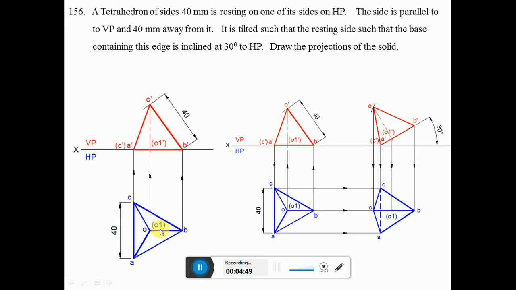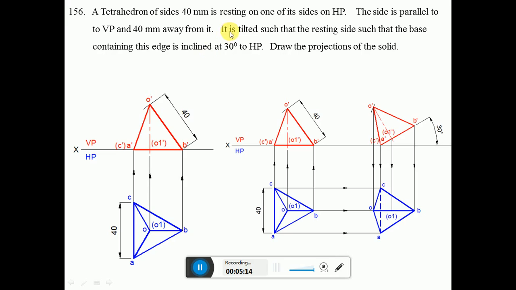So that means the 4th side will obviously be 40 mm. Since all these sides are equal, it is called a tetrahedron. Once you get this, the solid is resting on one of its sides on HP. Which side is resting on HP? We have A dash C dash on this side, the side is on the left, and B dash is a corner.